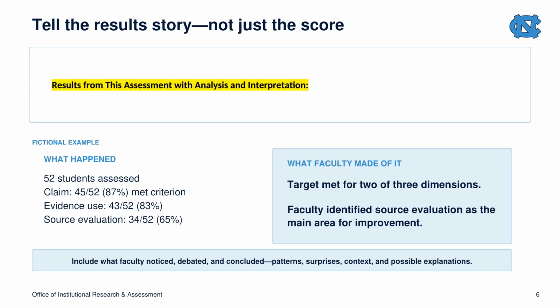Now we reach the heart of the report, the results story. Start with counts, percentages, comparison with the target, and meaningful patterns. Then explain what faculty noticed and what the findings mean. Of 52 students, 87% met the claim criterion, 83% met evidence use, and 65% met source evaluation. The target was met on 2 of 3 dimensions, making source evaluation the clearest concern.